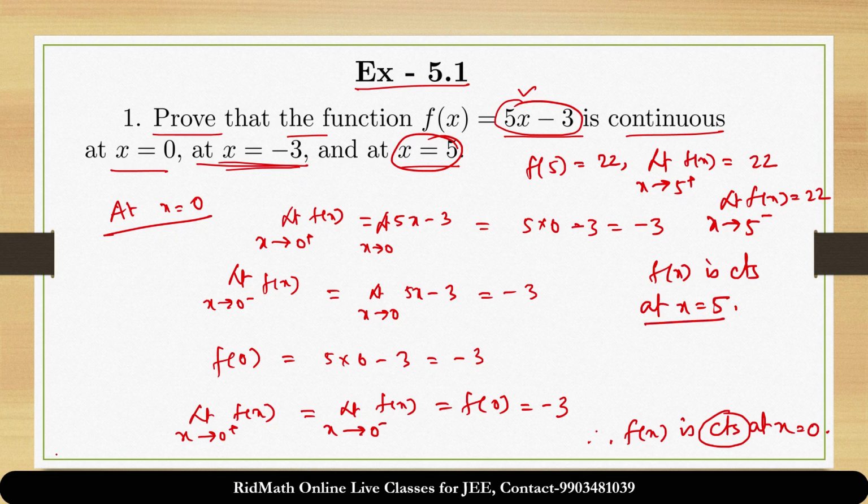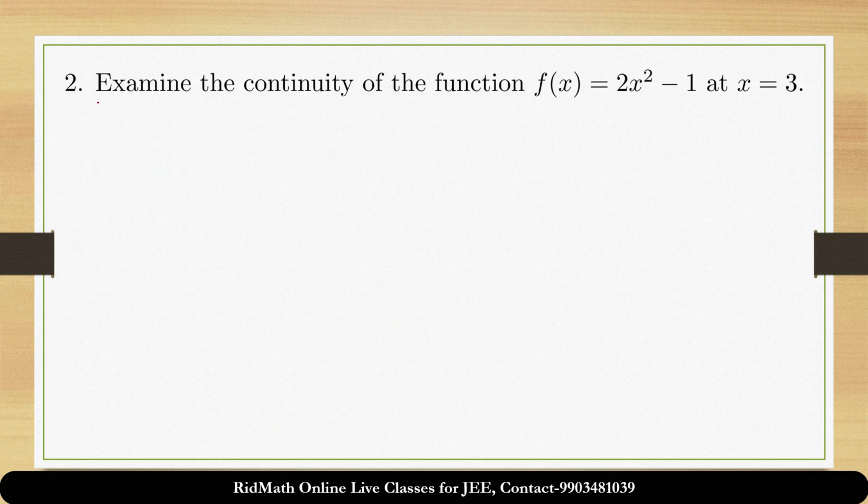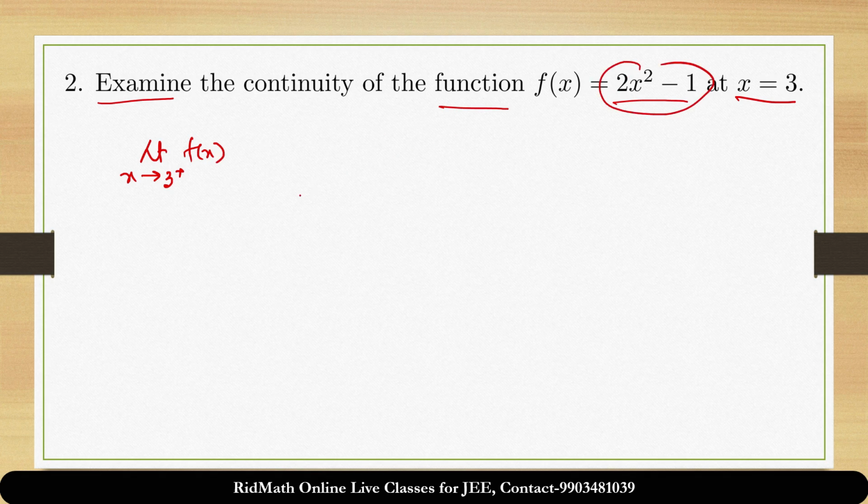Okay, so next problem: examine the continuity of the function f(x) equal to 2x square minus 1 at x equal to 3. So we have to check limit x tends to 3 plus f(x). What is the definition of f(x)? f(x) is 2x square minus 1.